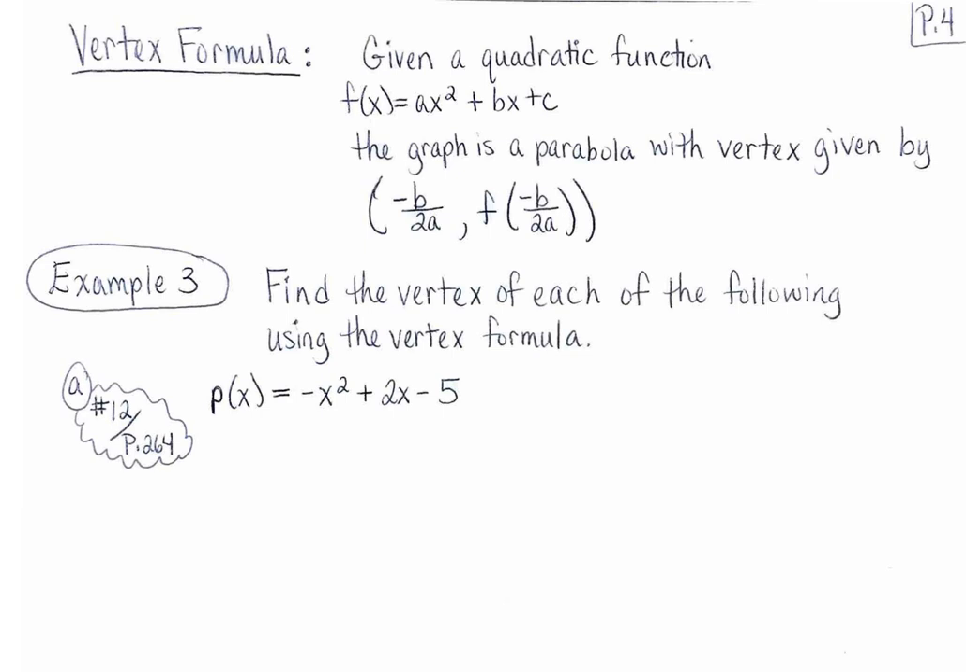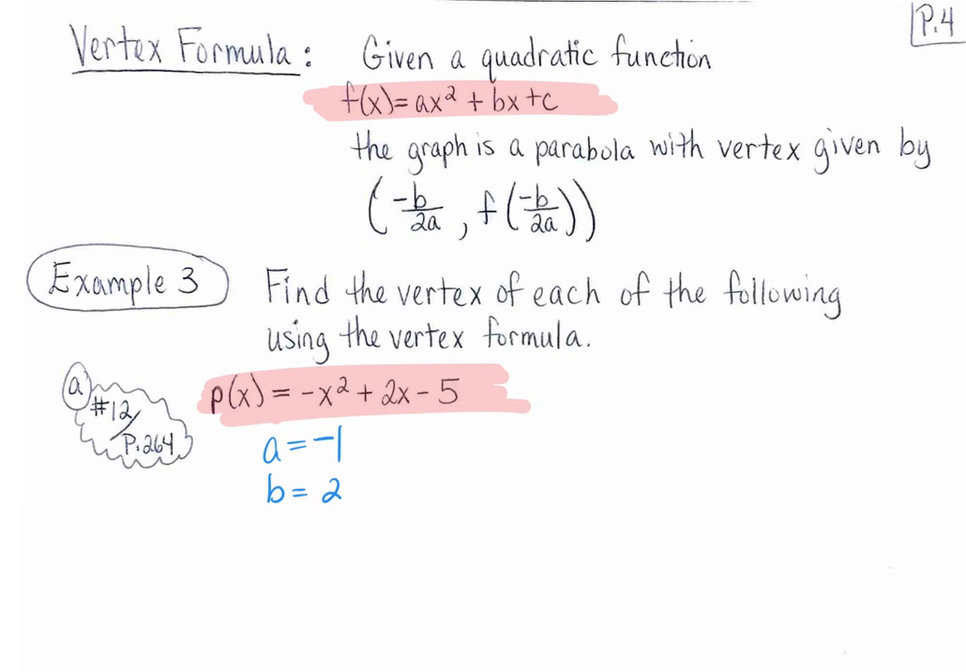So let's make sure we're all looking at the same thing. This is the form your function has to be in for you to identify A and B. P of x is in this form. So you identify A. A is negative 1. That comes from the coefficient of x squared. What is B? 2. That's the coefficient of x. Go ahead and take a minute and a half and find out what's the vertex.